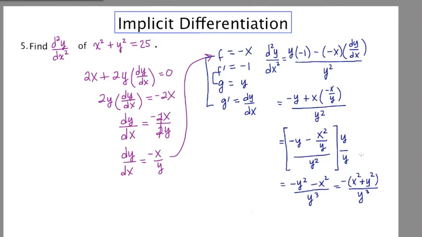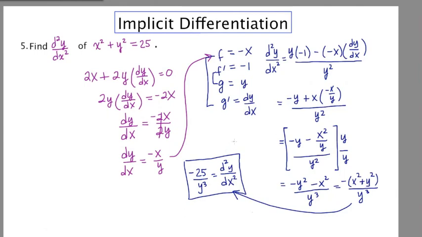But if I look way back to the top, the original problem, x squared plus y squared is 25. So I'm going to come over here, and I'm going to say that the answer is negative 25 over y cubed. And I got a little lazy with notation. We just found the second derivative of this original problem. So here is the second derivative.